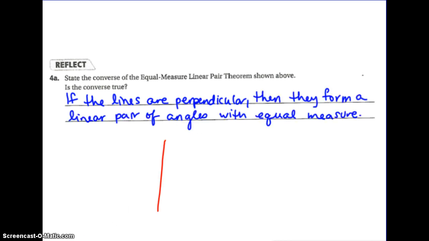Let's say that I have two perpendicular lines. Then they're going to form a linear pair of angles with equal measure, and that is true. Okay? Alright, so let's use what we've proven to solve.